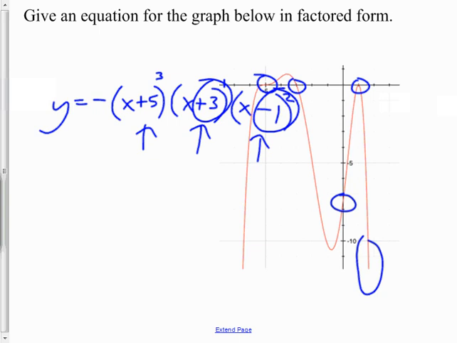This would be times positive 3, makes 3. And this will be 125. 125 times 3 is some really big number, but then it makes it negative. Okay, so actually, in the real world, this answer could be right, except there's probably a stretch factor.